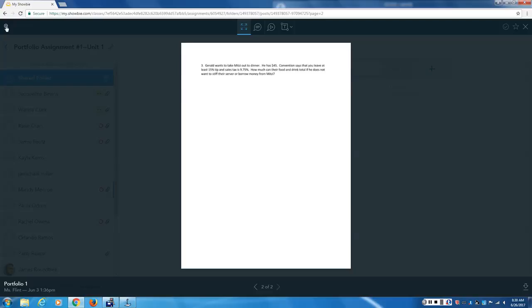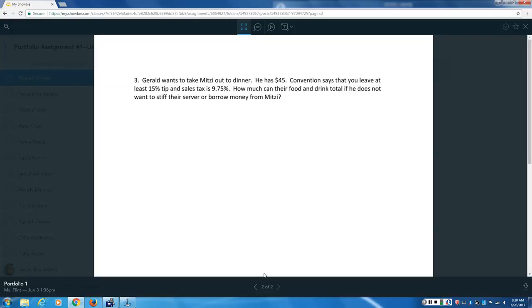Okay. And the last one says Gerald wants to take Mitzi out to dinner, he has $45. Now, he does not want to go up to the cash register when he's done and they say it's, with the tip and everything else, gonna be more than the $45 he has in his pocket. He doesn't wanna stiff the waiter. So he wants to give a 15% tip plus pay the 9.75% sales tax. So that means the total for Gerald is gonna be 15% plus 9.75%, which is gonna be 24.75%.